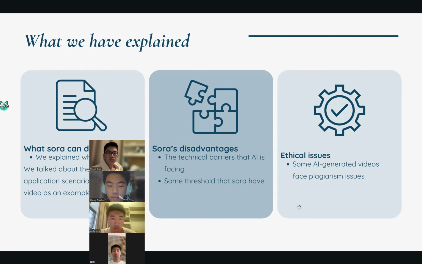So what we have explained: first, we talk about what Sora can do. We talk about the practical application scenarios and make videos as an example. The second, we talked about Sora's disadvantages, the technical barriers that AI is facing, some thresholds that Sora has. The third is the ethical issues. Some AI generated videos face plagiarism issues.